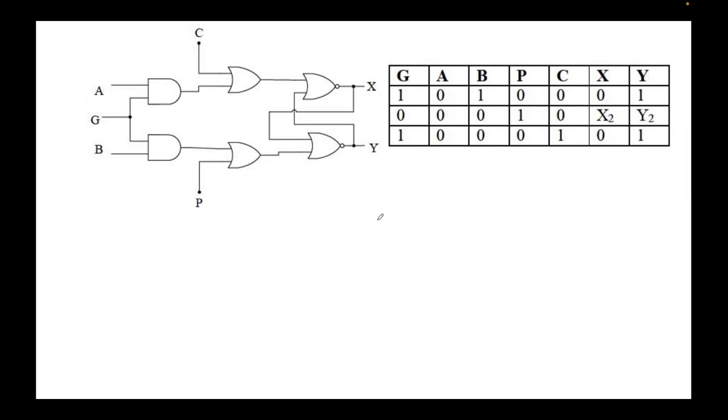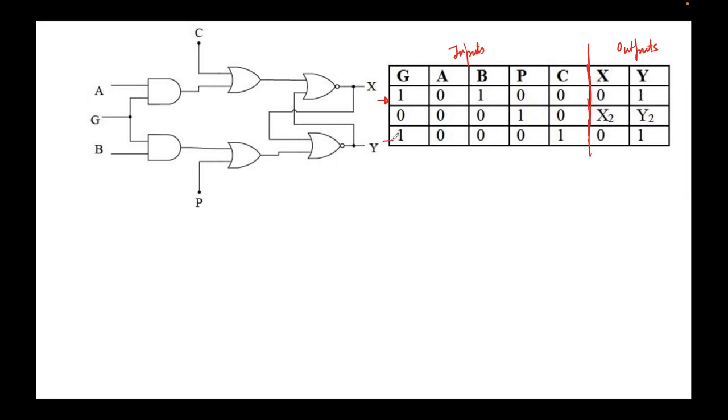Okay, so what we were required to find was the value of x2 and y2. This was the problem that was given to us. What you must always do is create an imaginary line here. See, x2 and y2 are the outputs, because they are on the right hand side. These are called inputs and these are called outputs. This line says that when the value of G is 1, A is 0, B is 1, P is 0, C is 0, you will get the output 0 and 1.